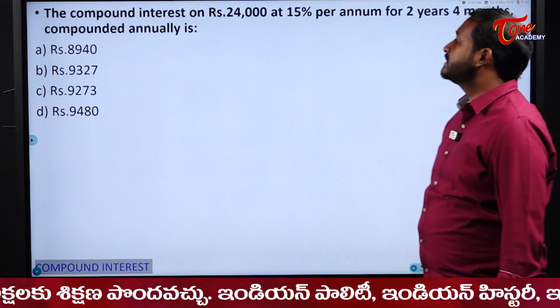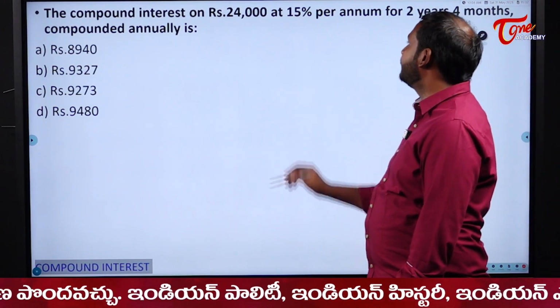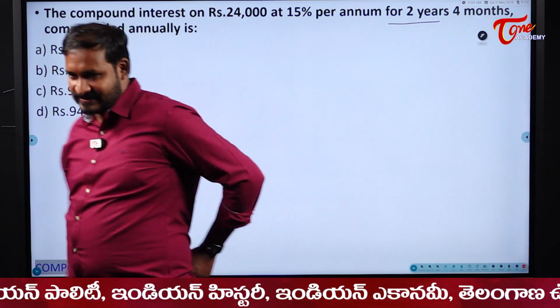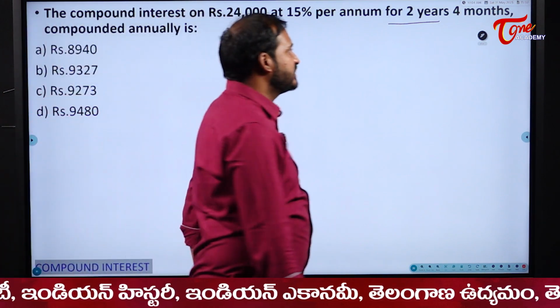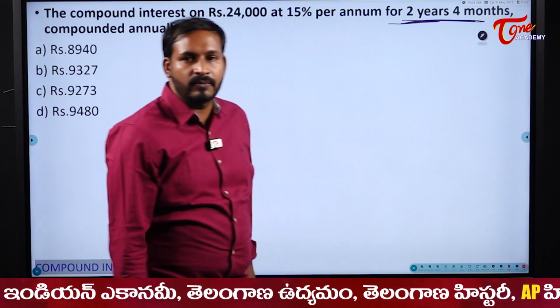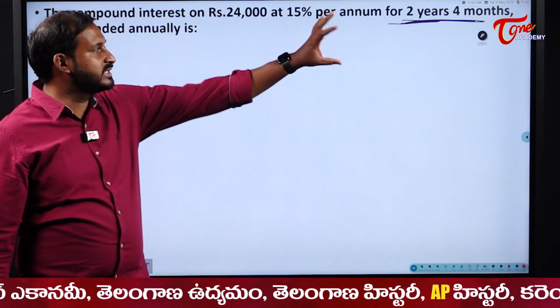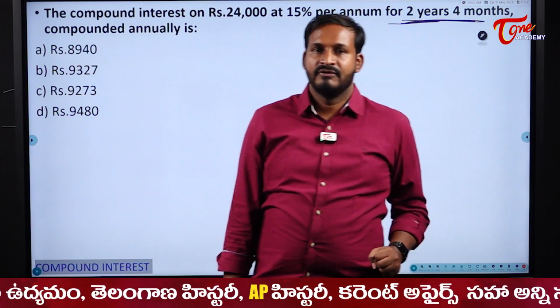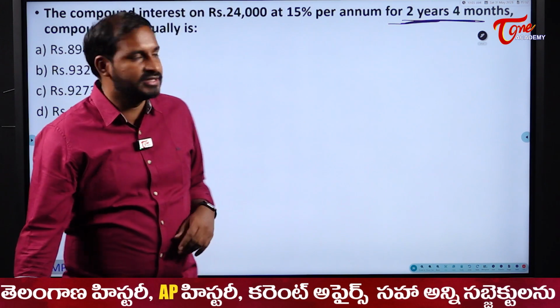The compound interest on rupees 24,000 at 15% per annum for 2 years, 4 months, compounded annually, is? Right. Now see here students, for the first time we are seeing a duration of 2 years, 4 months. Till now all the years were completed years, but here we are seeing 4 months. Okay, let us start solving it.